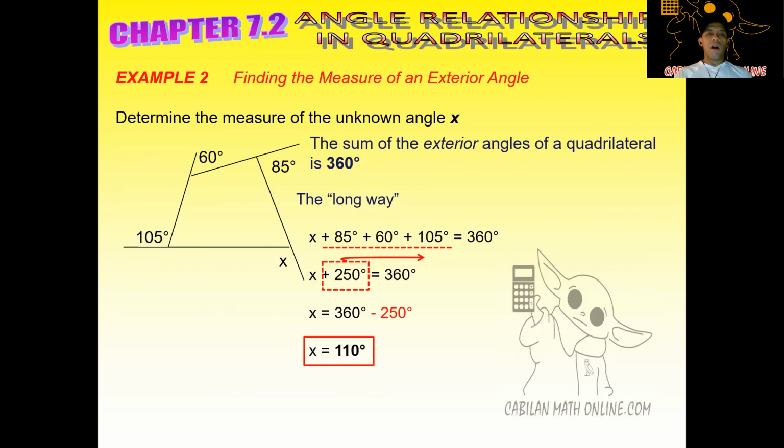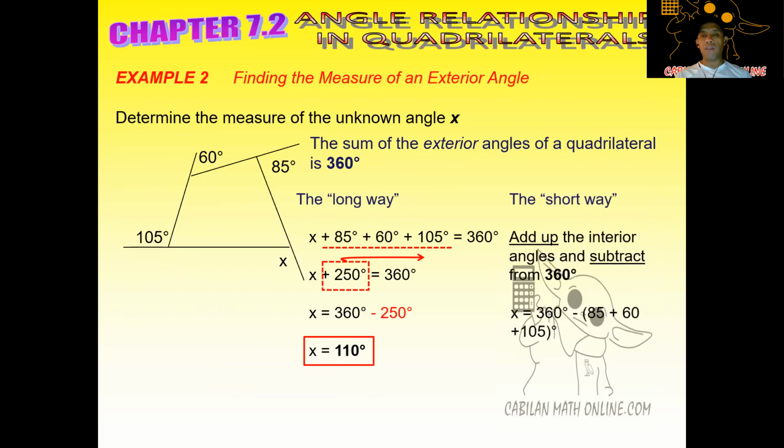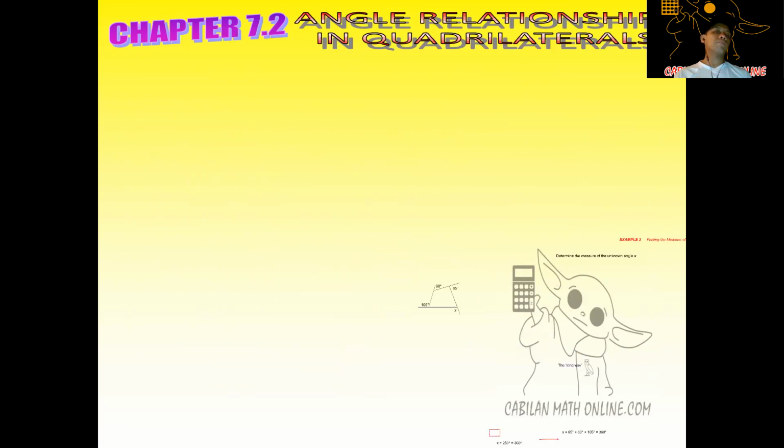In an alternate scenario, we're going to do it the short way, simply by adding up the three angles and then subtracting it from 360. You can see here that either way you do it, you will still get the same answer, provided that you do the math correctly. So those are just the basic calculations involving the interior and exterior angle measures of a quadrilateral.